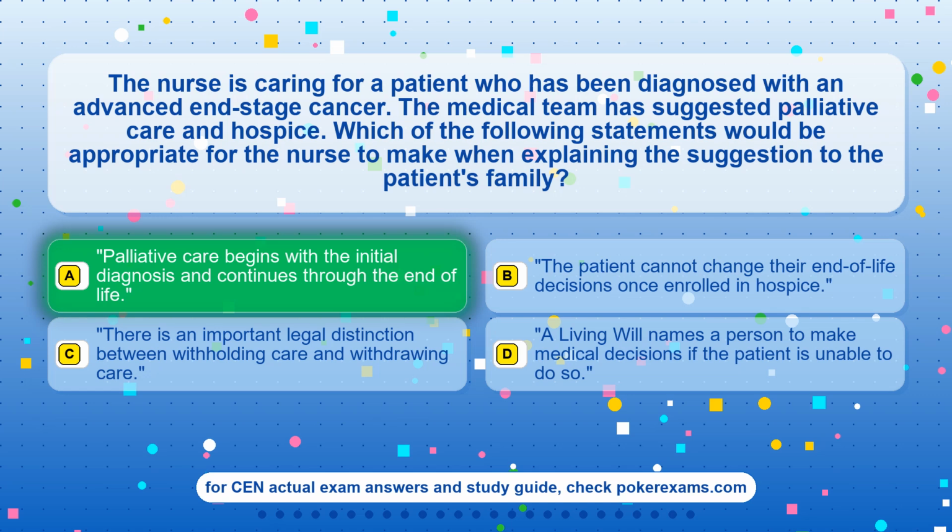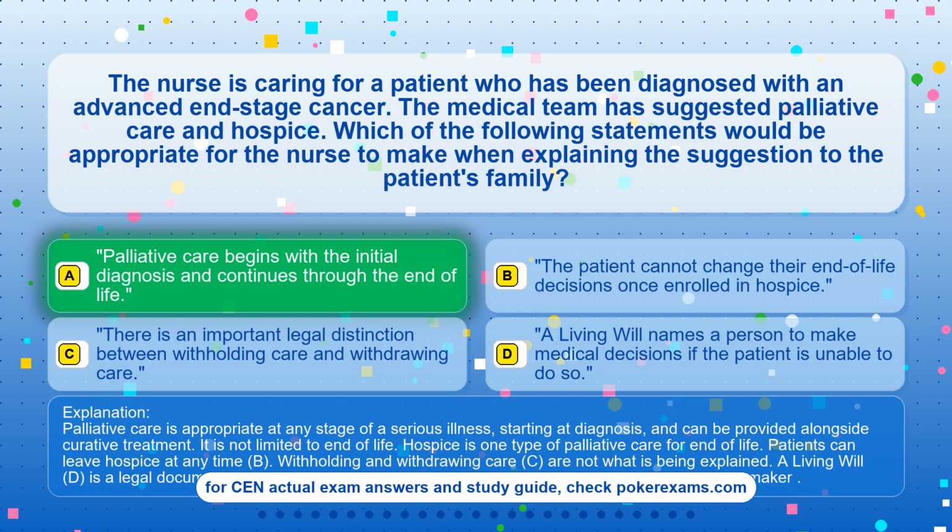The correct answer is option A. Palliative care begins with the initial diagnosis and continues through the end of life. Palliative care is appropriate at any stage of a serious illness, starting at diagnosis, and can be provided alongside curative treatment. It is not limited to end of life. Hospice is one type of palliative care for end of life. Patients can leave hospice at any time.